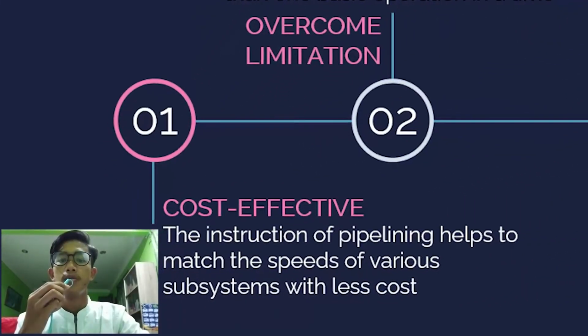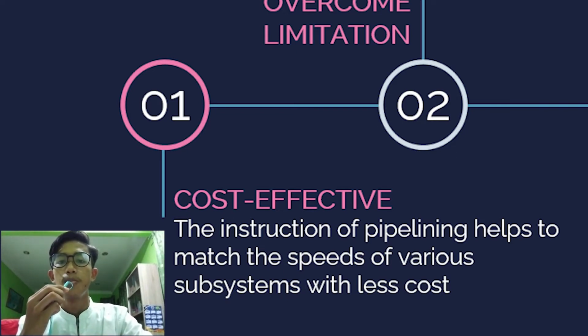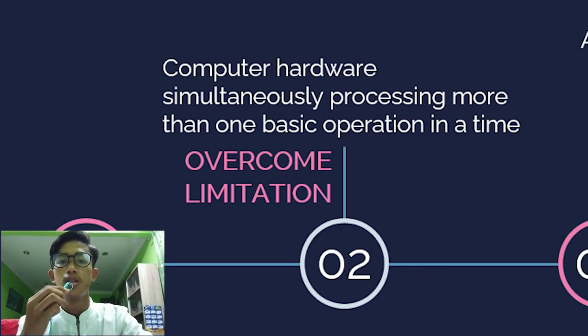In 1960, people needed a faster and more cost-efficient system. Instruction pipelining helps to match the speeds of various subsystems at less cost. Faster and cheaper LSI circuits become available today. Computer hardware can process more than one basic operation at a time using two well-recognized techniques, which are pipelining and parallelism.